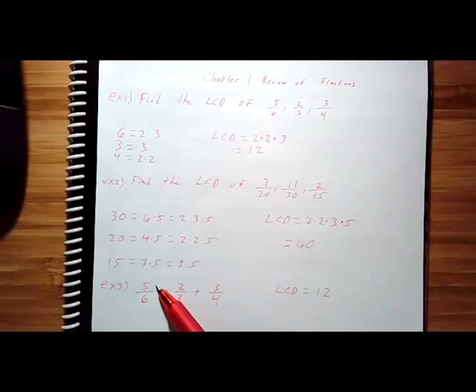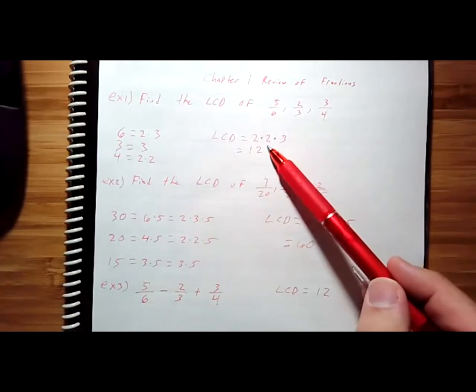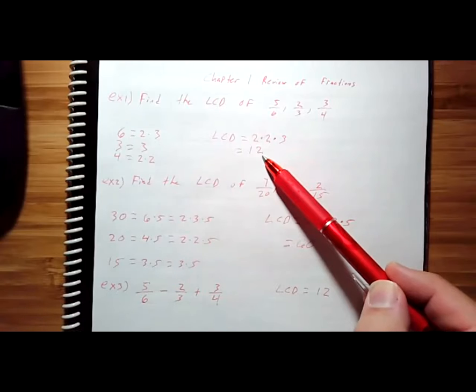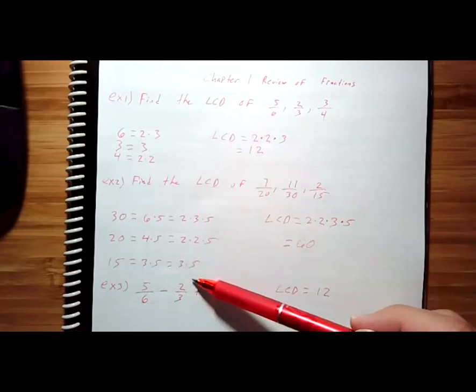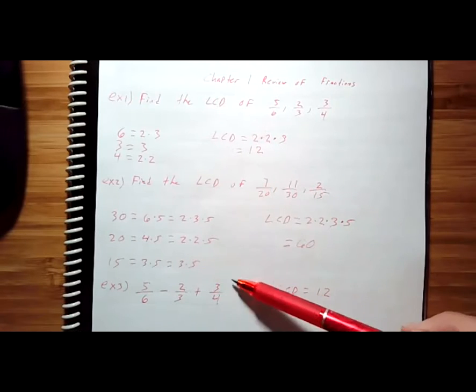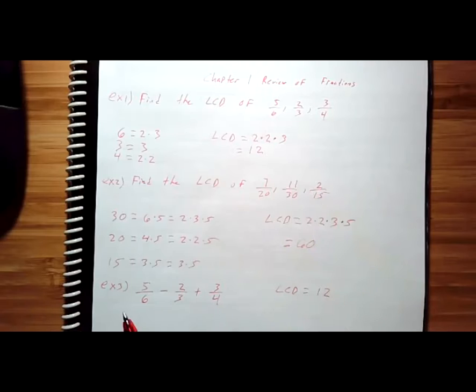So you will multiply here by 2 over 2. The 3 needs a 2 and a 3 in order to become 12. Or you can just say 4 times 4. However you want to think about it, I don't really care. I just want you to change these numbers into the LCD. So let's go ahead and start doing that.